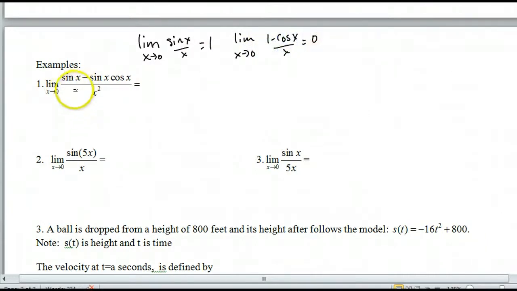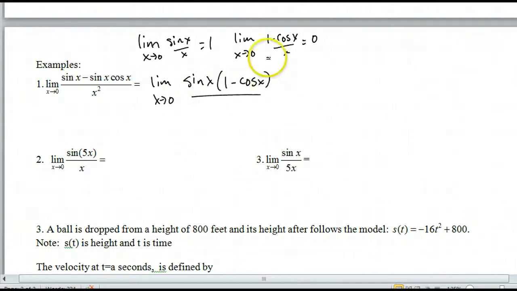If I maybe factor out the sine of x here, so the limit as x goes to 0, I factor that out, I get 1 minus cosine of x all over x squared, so I can put an x here and an x here. So I just split up that x squared. This right here would be one of the limits that we're talking about. This would be the other limit. So this is really 1 times 0, which is equal to 0.